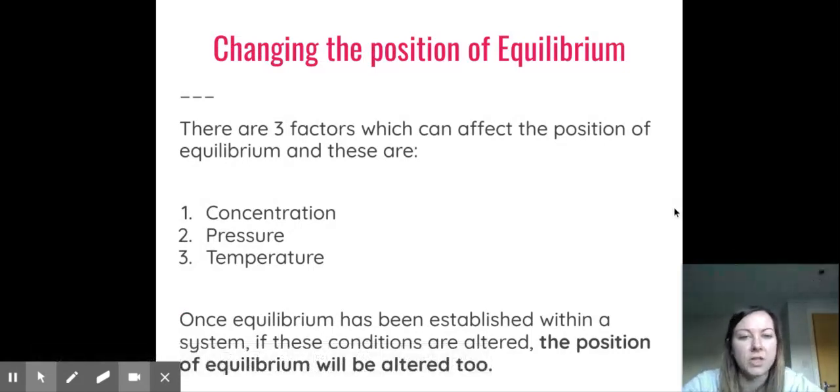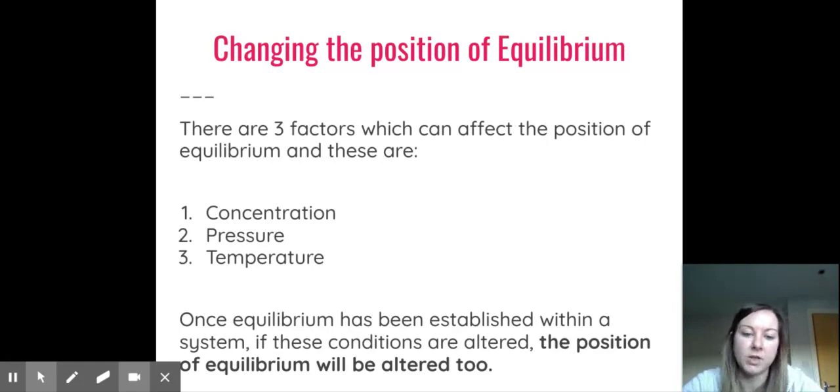So we can actually alter this position of equilibrium. And there are 3 different factors which we are going to look at which can affect this position. These are concentration, pressure, and temperature. So once the reaction has reached this equilibrium point, where the forward reaction rate equals the reverse reaction rate, that equilibrium will stay there forever, just going backwards and forwards and backwards and forwards, unless you do something to it.